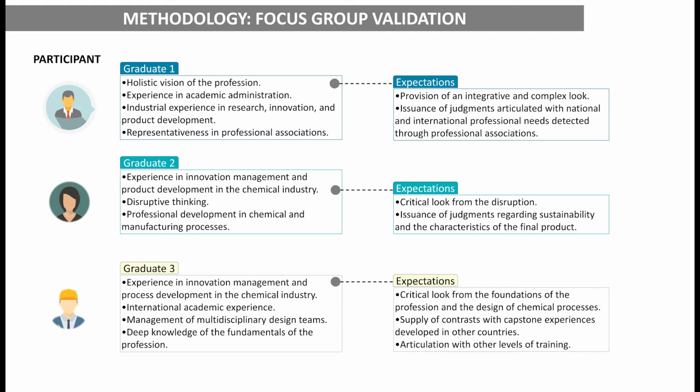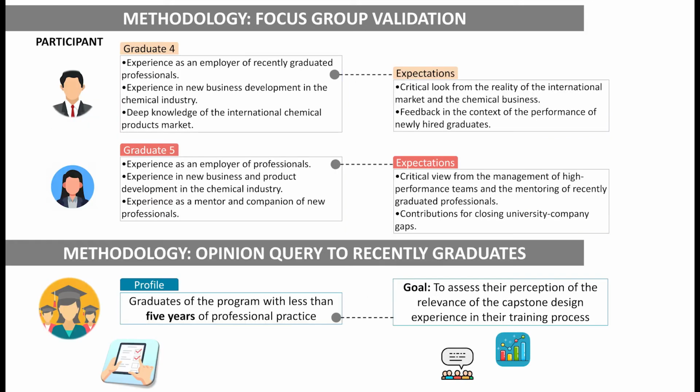Graduate 1, with 30 years of experience, is an expert in industrial research, innovation, product development, and academic administration. Graduate 2 applies disruptive thinking and sustainability to professional development in chemical and manufacturing processes. Graduate 3 has international academic experience with Capstone projects in Canada and Switzerland. And Graduate 4 accredits experience in new business development in the chemical industry. And finally, Graduate 5 is an employer of recently graduated professionals and has experience in the management of high-performance teams.